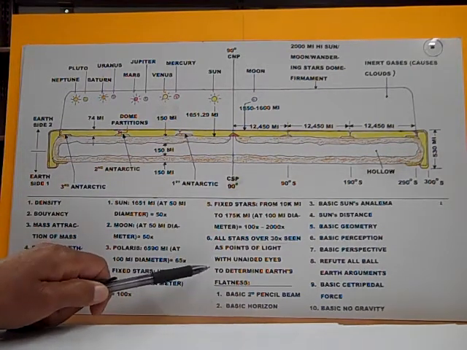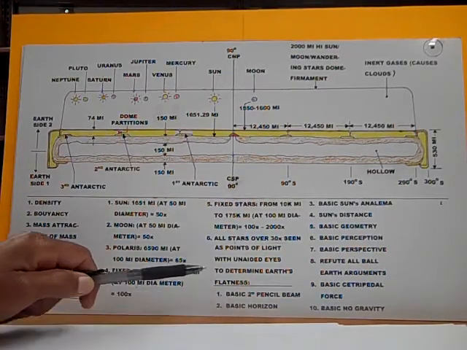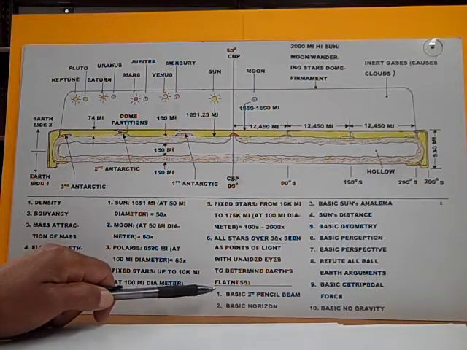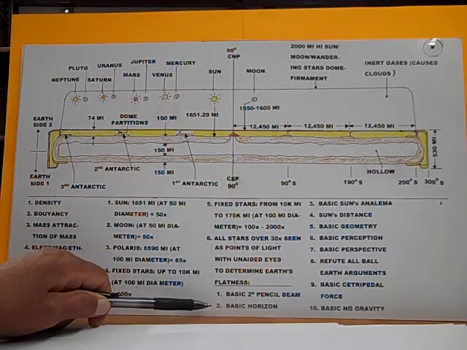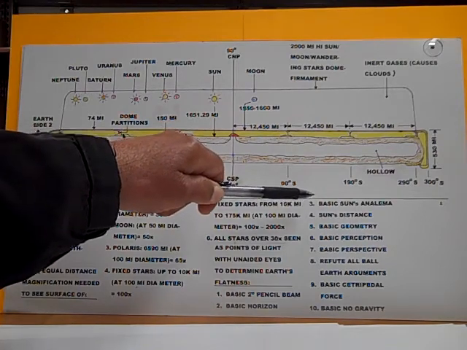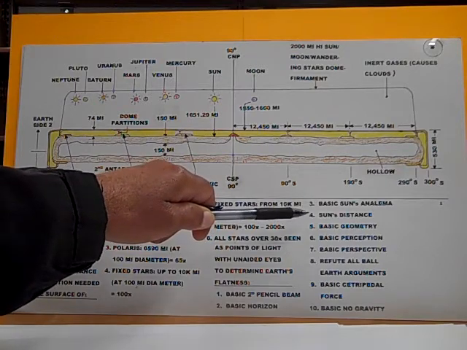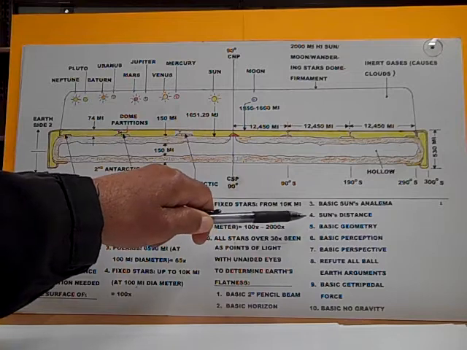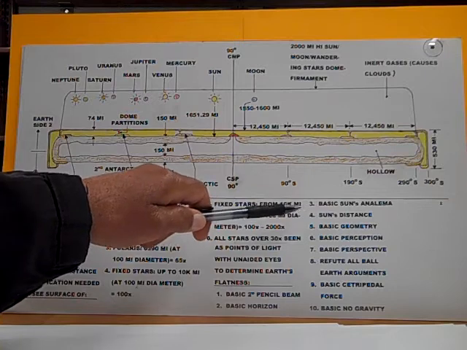Now, let's go here to determine Earth's flatness. You have about 30 different ways to determine Earth's flatness. Number one, basic 2-inch pencil beam. This is what the Navy uses in tracking. Number two, basic horizon mechanics. Number 3, basic sun's analemma. Number 4, sun's distance away. In other words, the sun is 1,651 miles. You have only to explain how the sun can be that distance from a giant ball Earth.